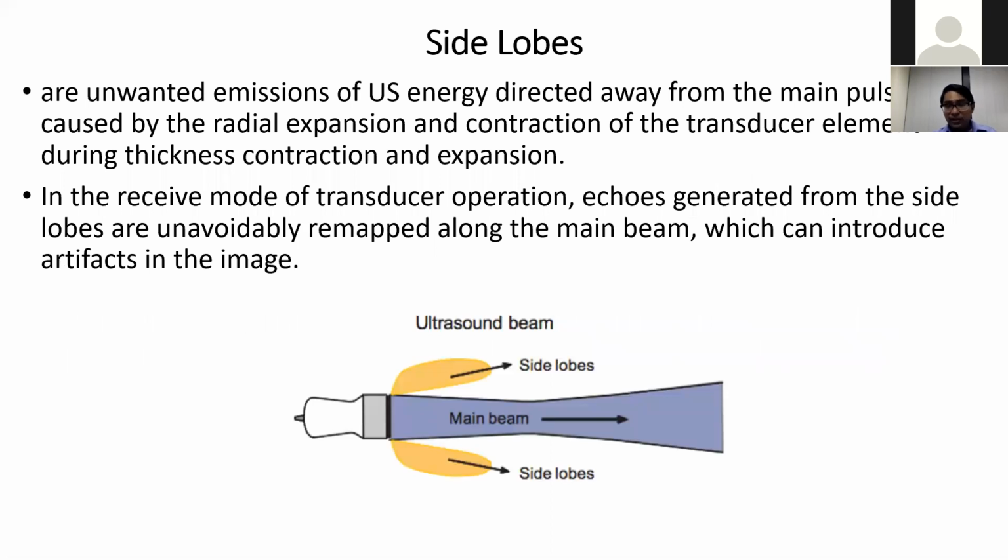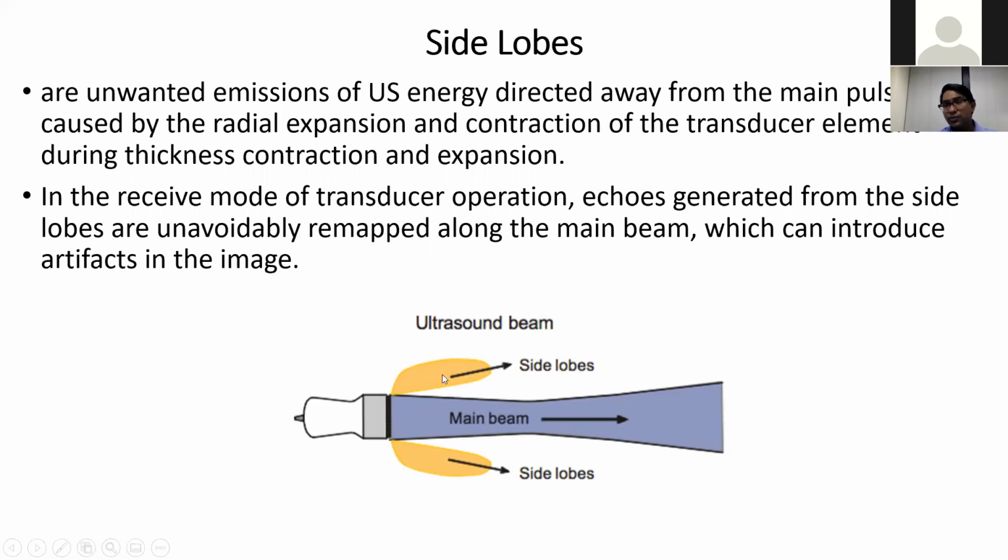Some other concepts that are important from an ultrasound beam perspective are the main beam and the side lobes. So when you transmit an ultrasound, you have a main beam, and then you have these ultrasound beams, which are side lobes. These side lobes are created because the piezoelectric element vibrates in all the directions. And these are created by the radial expansion and contraction of the transducer element. It creates a side lobe which is not aligned with the main energy that's being sent out.